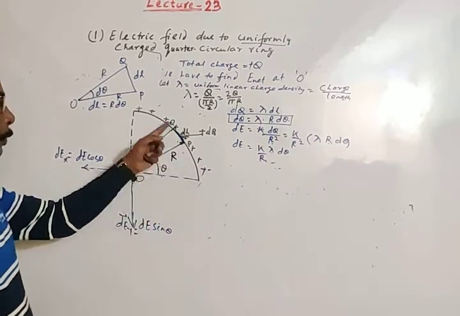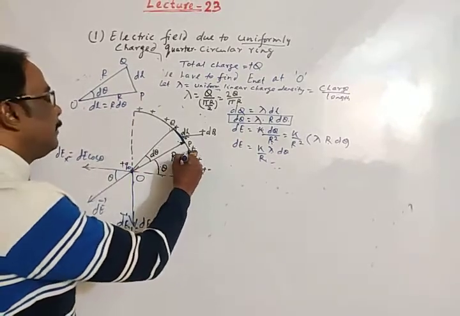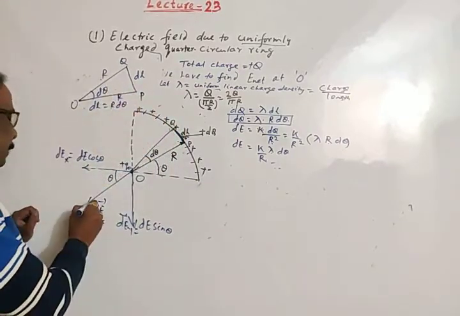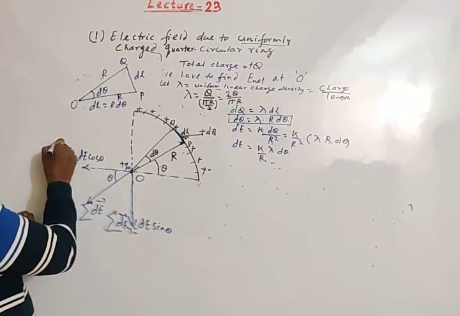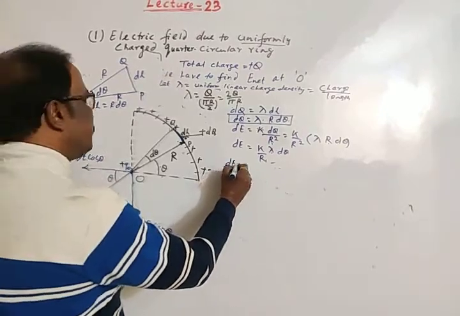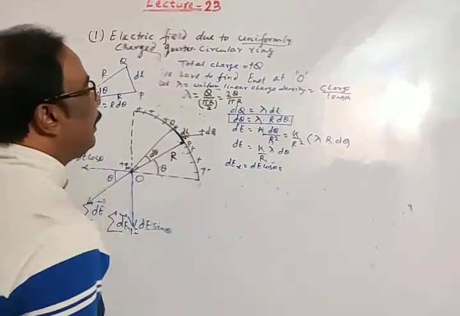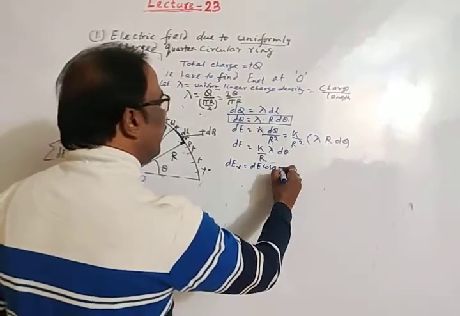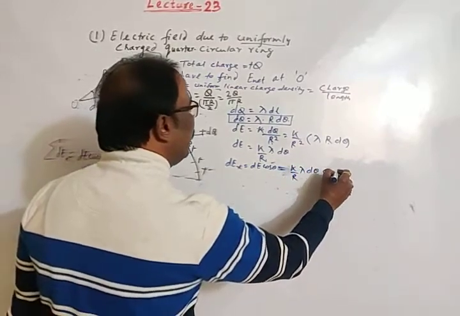The whole quarter circular ring can be divided into a number of equal segments, each of length dl. So this will be the sum of dEx, this will be the sum of dEy. Then dEx is equal to dE cos theta. In place of dE, I can write k by r lambda into d theta into cos theta.